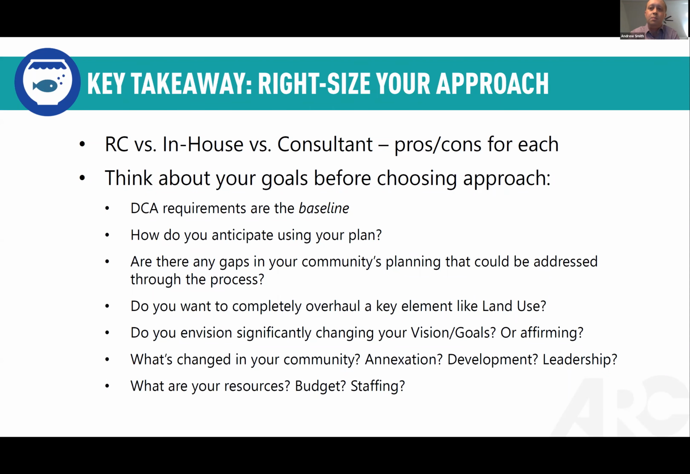Are there any gaps in your community's planning that could be addressed through the process? You may have issues that weren't existing in your community 5 years ago, and now they are. And is there a way to use the plan update process to address some of those or start a dialogue about some of those? Think about that. Do you want to completely overhaul a key element like land use? If you do, then I'm going to tell you what to do in just a second. But if you really want to start from scratch, you may have a holdover land use plan where the origins are really in the 90s and you just tweaked it over the years whenever you've had your plan come due. Think about that.